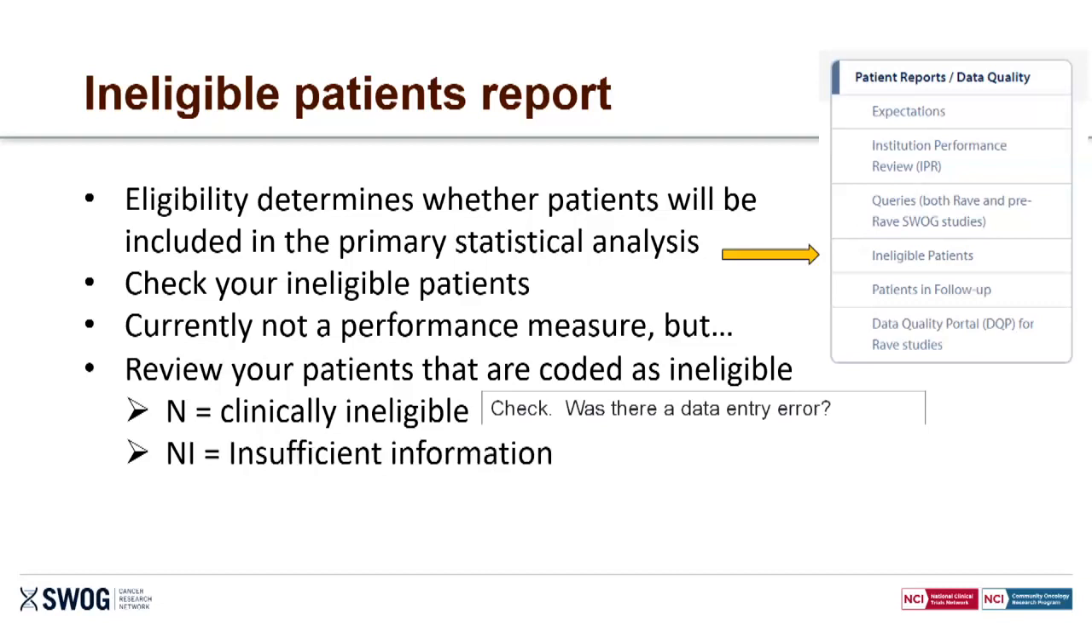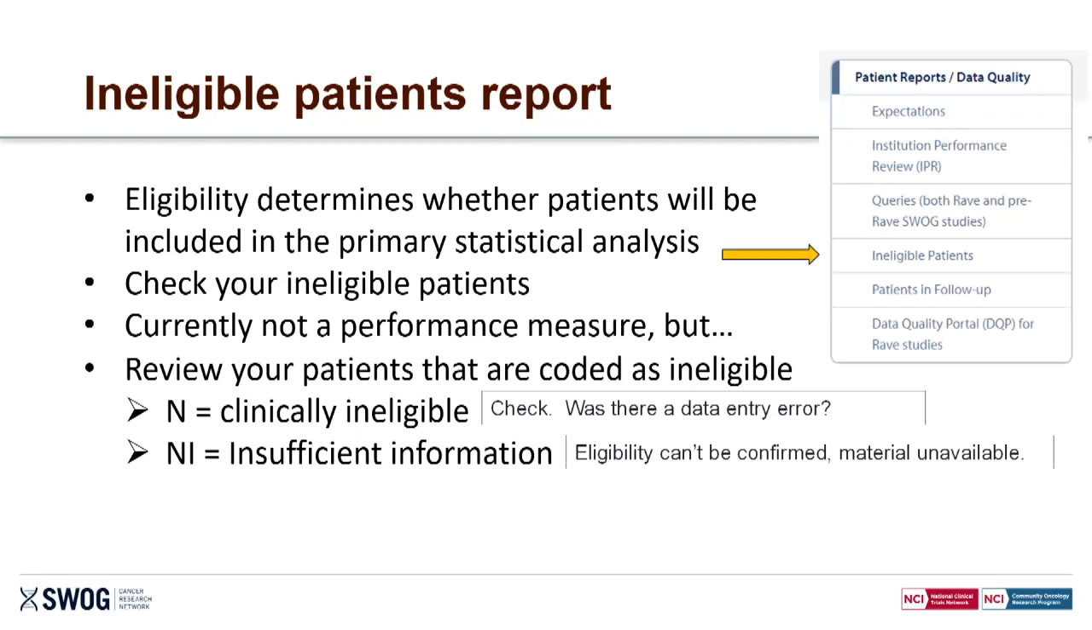Another kind of ineligibility is what we call insufficient information. Here, eligibility can never be confirmed because the material wasn't available. The scan wasn't done, or a specific lab wasn't done. So from the information that we have, there's nothing we can say that they're ineligible, but we also can't say they're eligible because we're missing that piece of information.